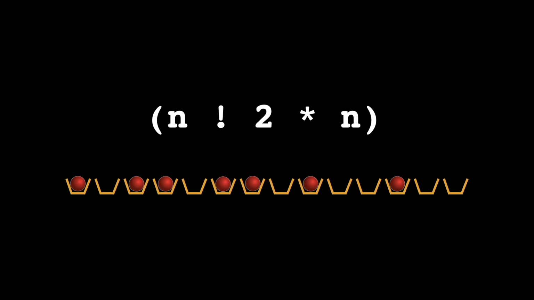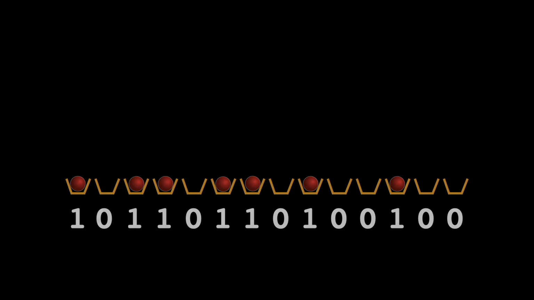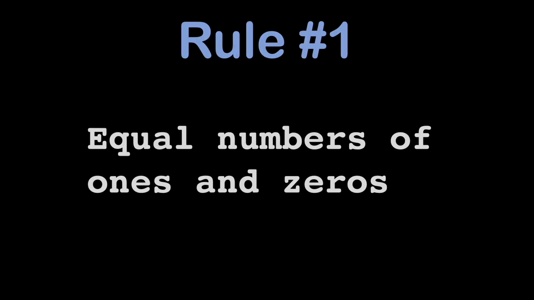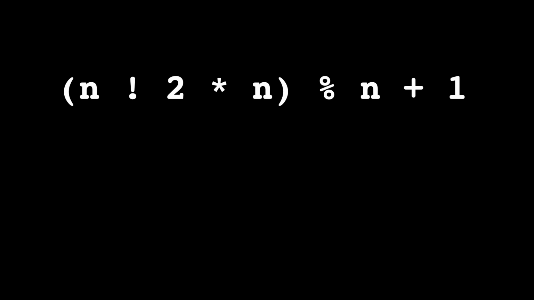Now, to get back to our Catalan strings, wherever we have a ball in a bucket, we can say that's the same as having a 1 in the string. So each string has n ones where the balls were placed and n zeros where they weren't, which obeys our first rule of equal numbers of ones and zeros. The second rule of always having more ones than zeros when moving along the string is captured through the division by n plus 1, which is the denominator of the Catalan formula.